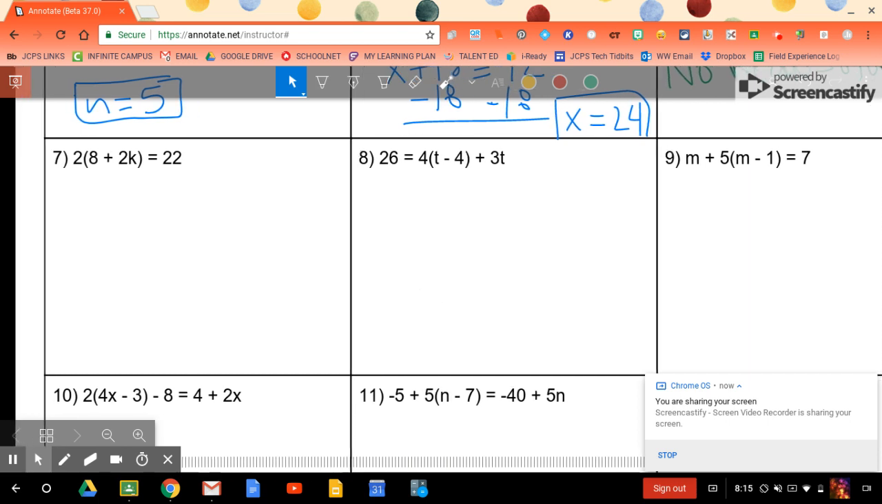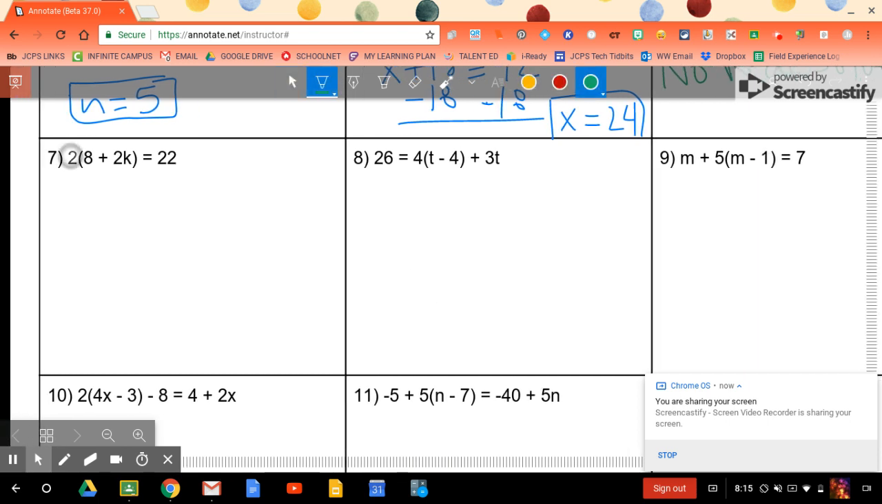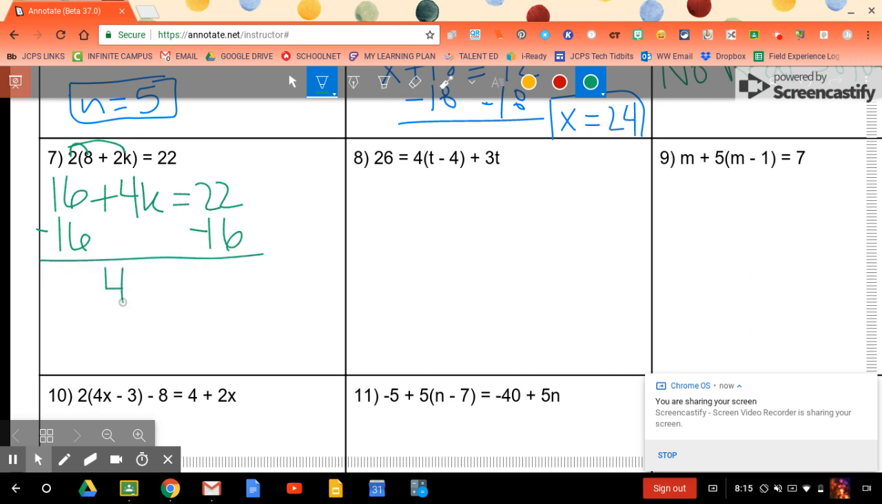Okay, moving on to number 7. We're going to do the distributive property first. So remember, we have to multiply both terms inside the parentheses. So you get 16 plus 4k equals 22. Subtract 16 because we want to move our constant. You get 4k equals 6. Divide by 4. k equals 6/4, which can be simplified down to 3/2. So just remember that you can simplify fractions sometimes.